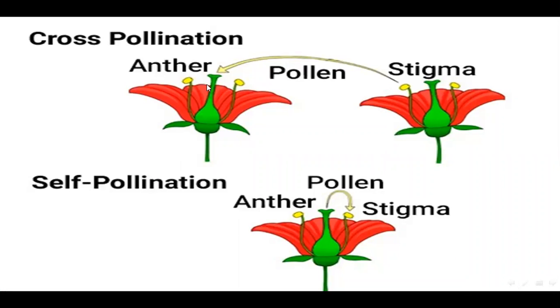Cross-pollination: here see anther, pollen, and that one is stigma. Self-pollination: anther, stigma, same flower. Cross-pollination takes place from one flower to another flower. If the pollen grains of a flower fall onto the stigma of another flower, it is called cross-pollination. Self-pollination: if the pollen of a flower falls onto the stigma of the same flower, it is called self-pollination.